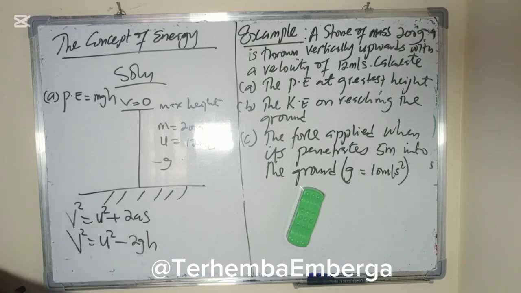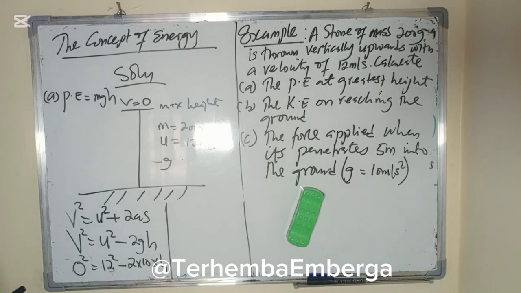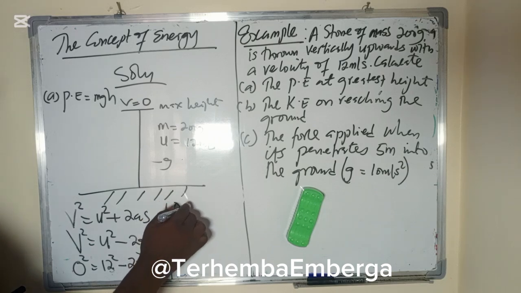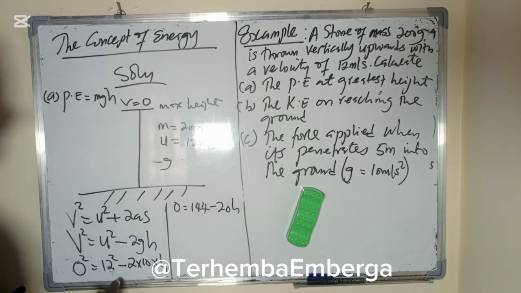The vertical distance is H, and that is our interest. So we can say that 0 squared will be equal to 12 squared minus 2 times 10, that's the value of g, times H. So we have 12 squared, which is 144, minus 20H, because of this, multiply 2 by 10.